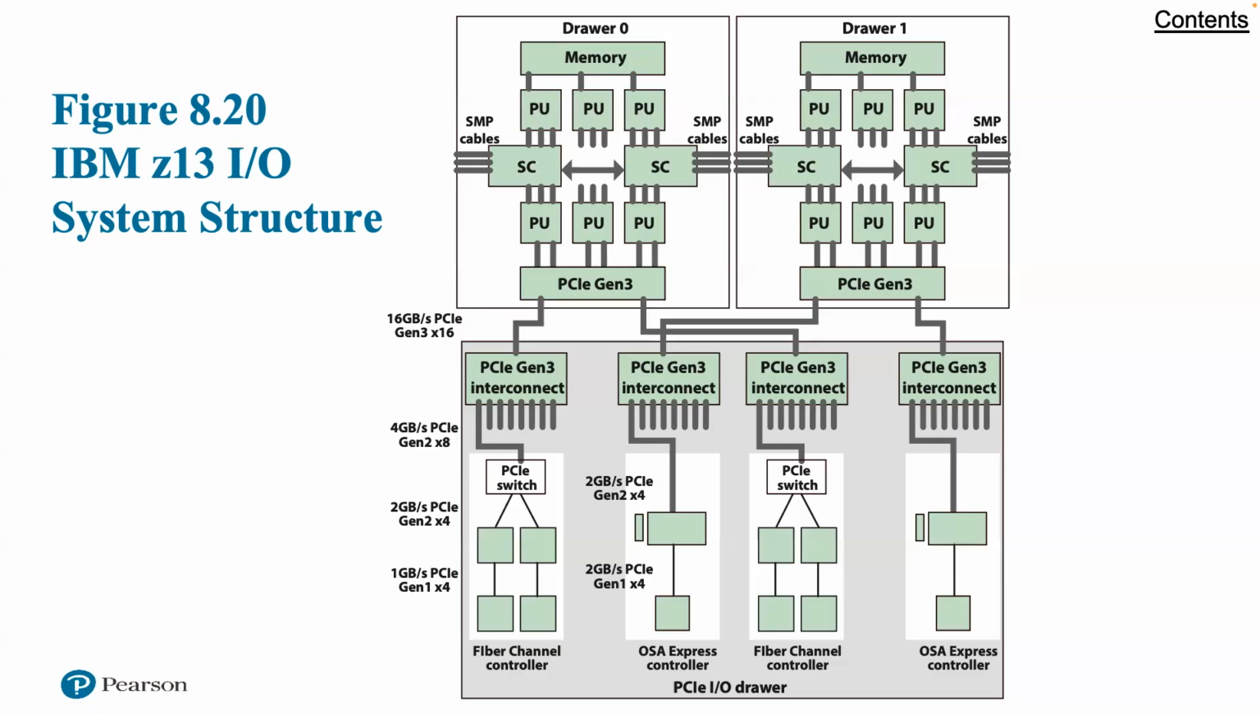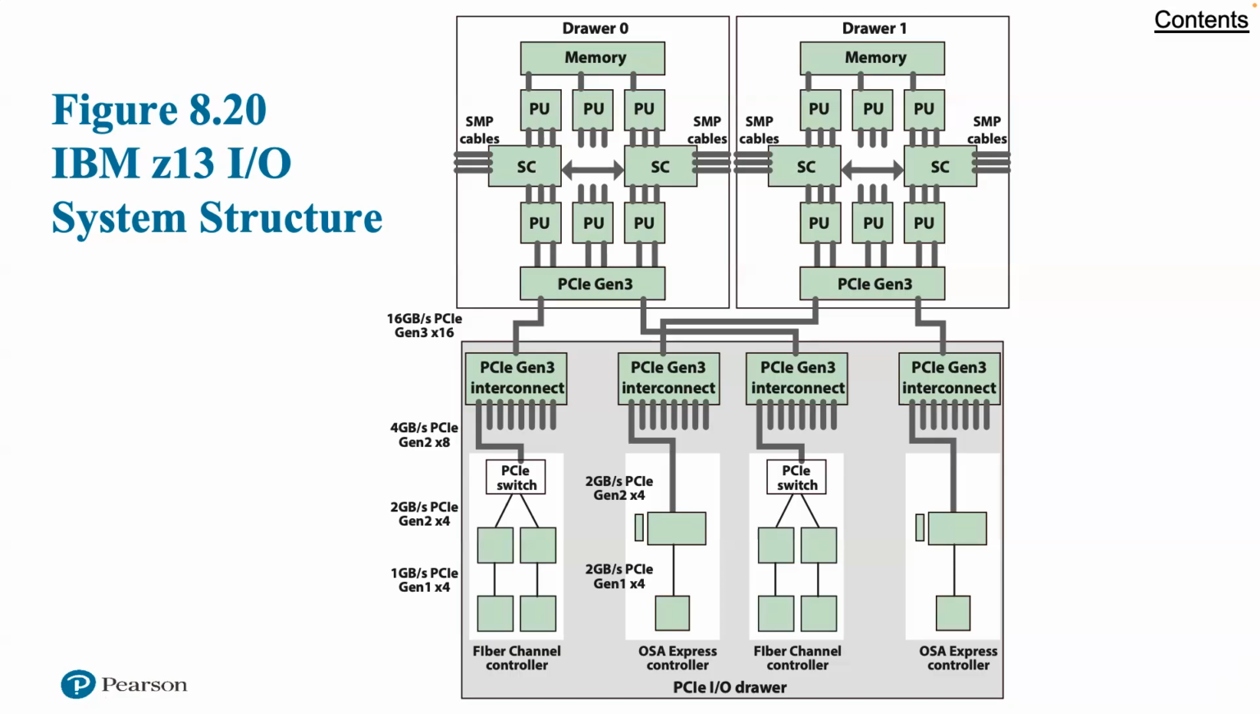The PCIe connections from the processor drawer to the other I/O drawers are via PCIe fanouts to PCIe switches. The PCIe switches can connect to a number of I/O device controllers. Typical examples for the z13 are 1 gigabit per second and 10 gigabit per second Ethernet, Fibre Channel, and OSA-Express controllers. OSA is an I/O adapter technology that provides high-speed transfers between system memory and a high-speed network interface such as Ethernet.